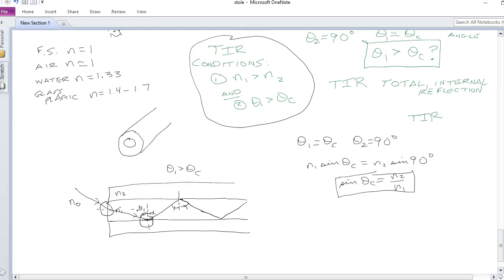Okay, so there we go. I'm going to stop now. And in the next video, we'll talk a little bit about dispersion, one of the consequences of refraction, and the fact that the index is not a constant if you look at different frequencies. All right, goodbye.